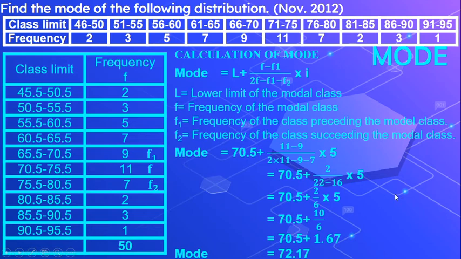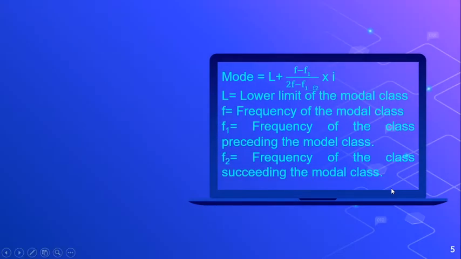Mode is 72.17. So when the class interval is inclusive type, we first convert it to exclusive and apply the same formula as we always do. So for a recap of the formula, mode is L plus (F minus F1) by (2F minus F1 minus F2) into I.